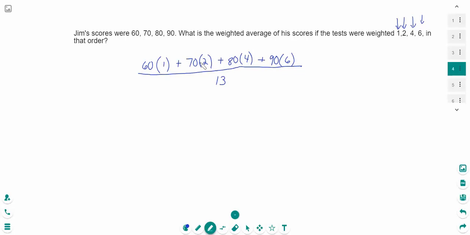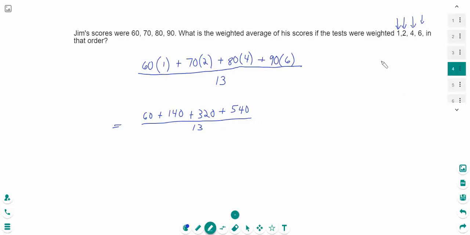So if we add up all of the weights, that's going to tell us the total number of grades. In this case, we have 6 plus 4 is 10, plus 2 is 12, plus 1 is 13. All right, so that's where that number came from. Now all that's left is to crunch the numbers and see what they give us. If we multiply things out, this is going to equal 60 plus 140 plus 320 plus 540, all over 13.